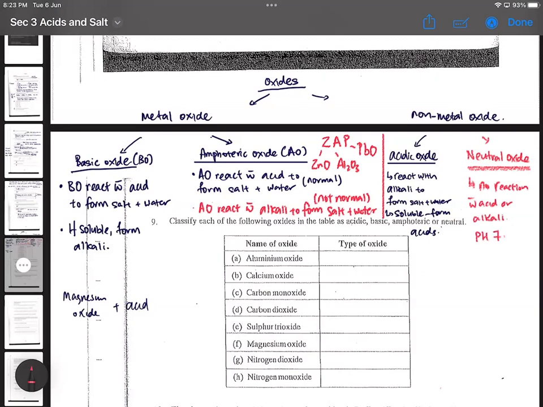The ones that we need to remember are number 1, H2O. H2O is a neutral oxide. Number 2, the monoxides, and in particular nitrogen monoxide, which has a formula of NO, and carbon monoxide, which has a formula of CO. So this is what you're expected to know for the classification of the four different oxides.